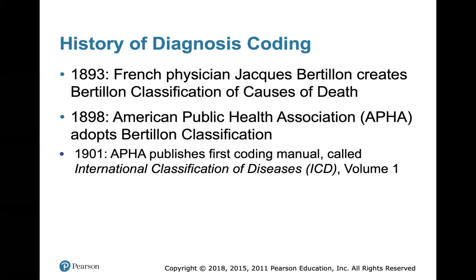Okay, so the history of diagnosis coding. Jacques Bertillon creates the Bertillon classification of causes of death. In 1898, the American Public Health Association adopts his classifications. And in 1901, they published the first coding manual called International Classification of Diseases, Volume 1.